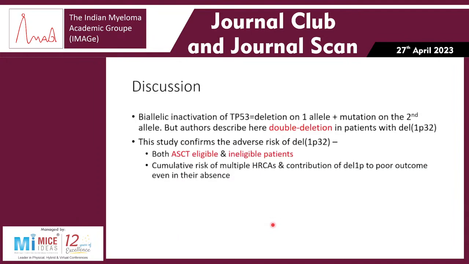We know that biallelic inactivation is because of deletion on one allele plus mutation on the other when it comes to TP53 mutation. But in this, it was double deletion and no evidence of mutation. This study confirms the adverse risk of deletion 1p in both transplant and non-transplant patients and reiterates the cumulative risk of multiple high-risk abnormalities as a factor for poor prognosis and the contribution of deletion 1p to poor outcome even in their absence.